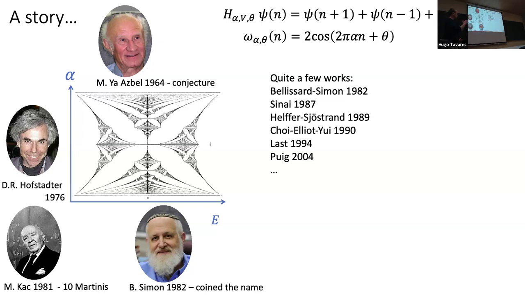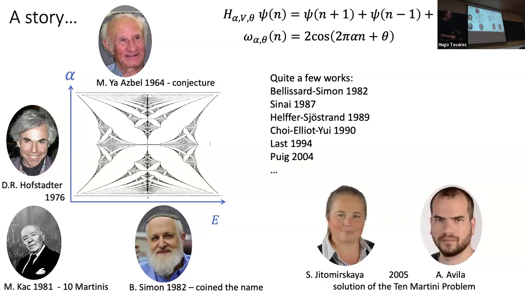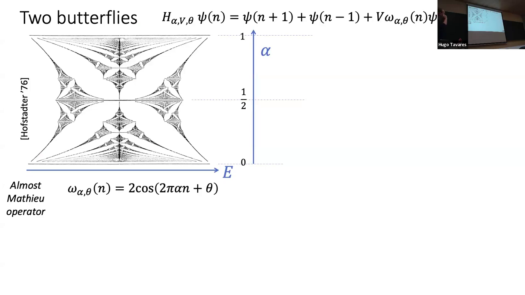I will not go through them, just to give you some feeling, but I'll immediately jump to the final answer, which was given by Svetlana Jitomirskaya and Artur Avila, 2005. They solved the Ten Martini problem. And I will later say exactly what it means to solve the Ten Martini problem. So this is the solution. And this is, again, the butterfly with the operator, as you see here, and the potential. This operator, by the way, is called the almost Mathieu operator, if you heard the name.